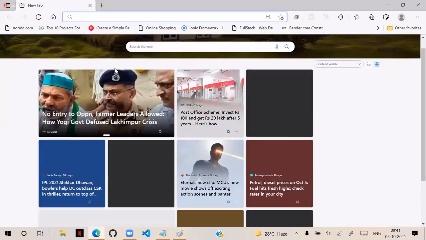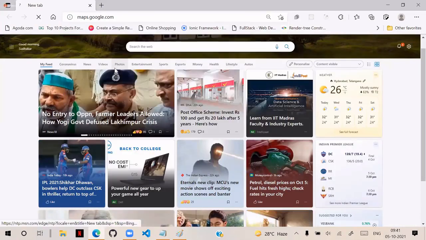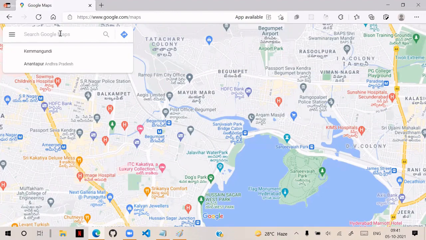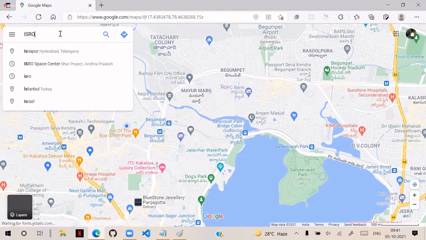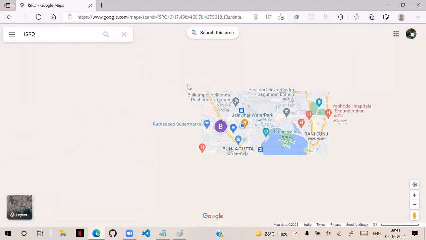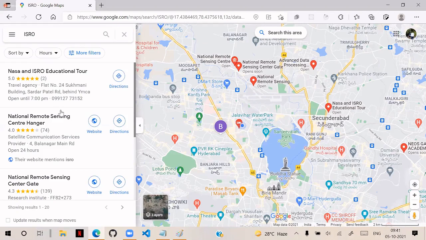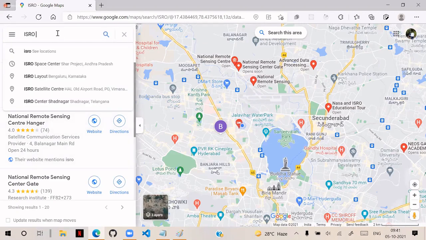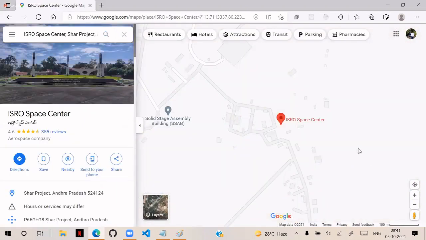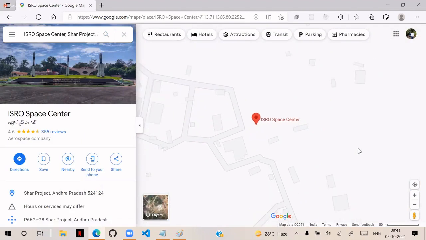Suppose I give here maps. I will take you to the Google Maps. In the Google Maps, I will search here for ISRO. You will see on Google Maps, it will show the location of ISRO. That means it will show the ISRO Space Center. This is the ISRO Space Center. It shows that location. And observe carefully, I am zooming this. There are no other details there.